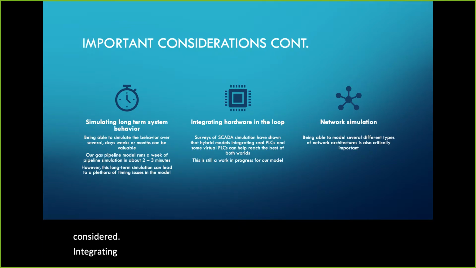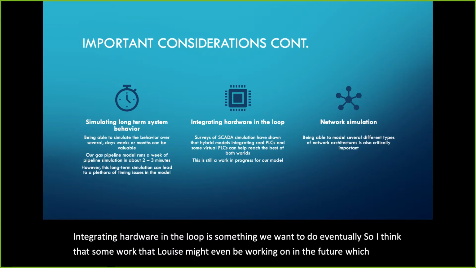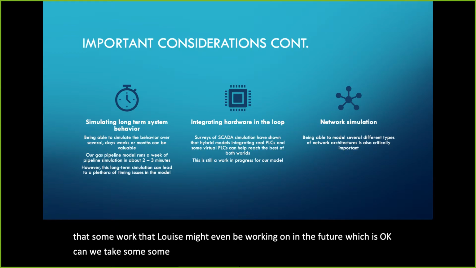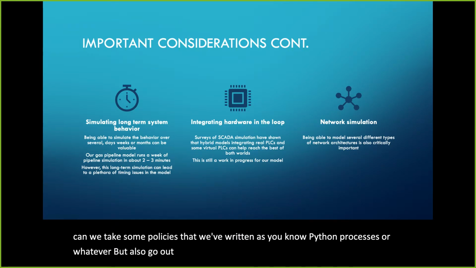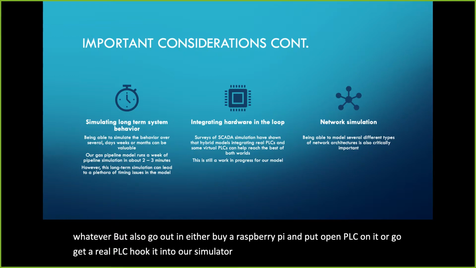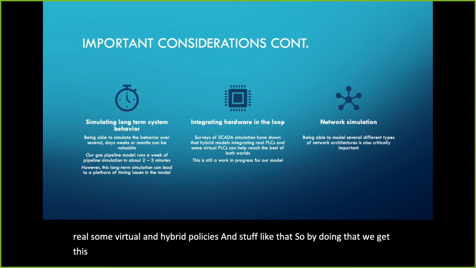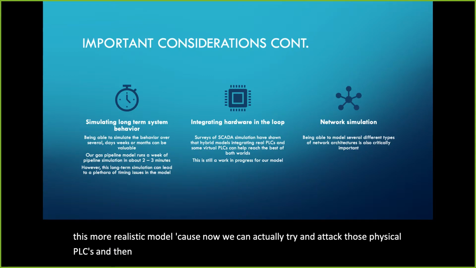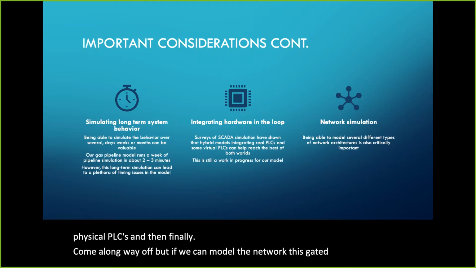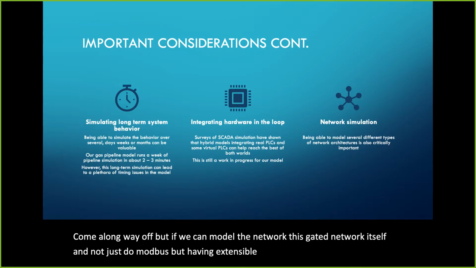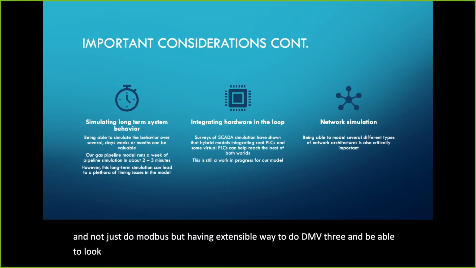Integrating hardware in the loop is something we want to do eventually. I think that's some work that Luis might even be working on in the future, which is, okay, can we take some PLCs that we've written as Python processes or whatever, but also go out and either buy a Raspberry Pi and put OpenPLC on it, or go get a real PLC, hook it into our simulator, and find a way that we can have some real, some virtual, and hybrid PLCs and stuff like that. By doing that, we get a more realistic model, because now we can actually try and attack those physical PLCs. And then finally, a long way off, but if we can model the network, the SCADA network itself, and not just do Modbus, but have an extensible way to do DNP3 and be able to look at different protocols, then with that, we can model network delays and also different network type attacks.